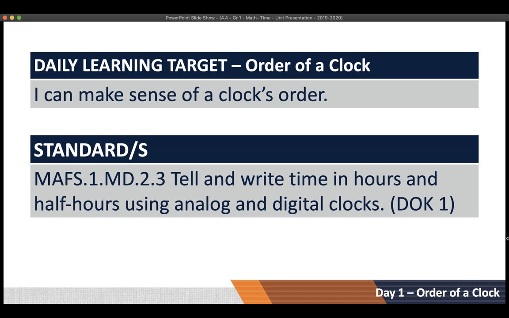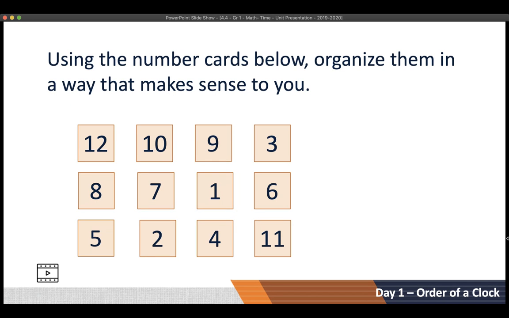Our daily learning target, order of a clock, is I can make sense of a clock's order. Our standard is tell and write time in hours and half hours using analog and digital clocks. Using the number cards below, organize them in a way that makes sense to you. So take a moment to pause the video and write these numbers down in the way that you think is best. How would you put them in order?